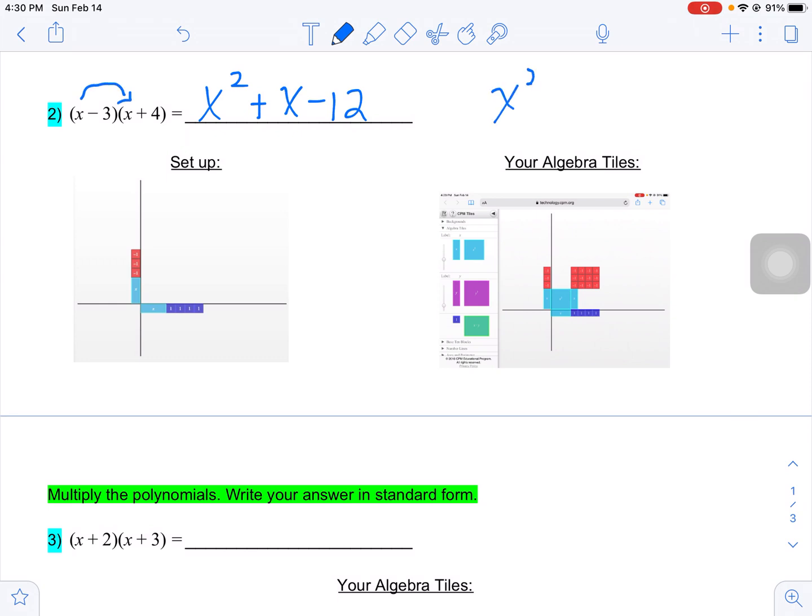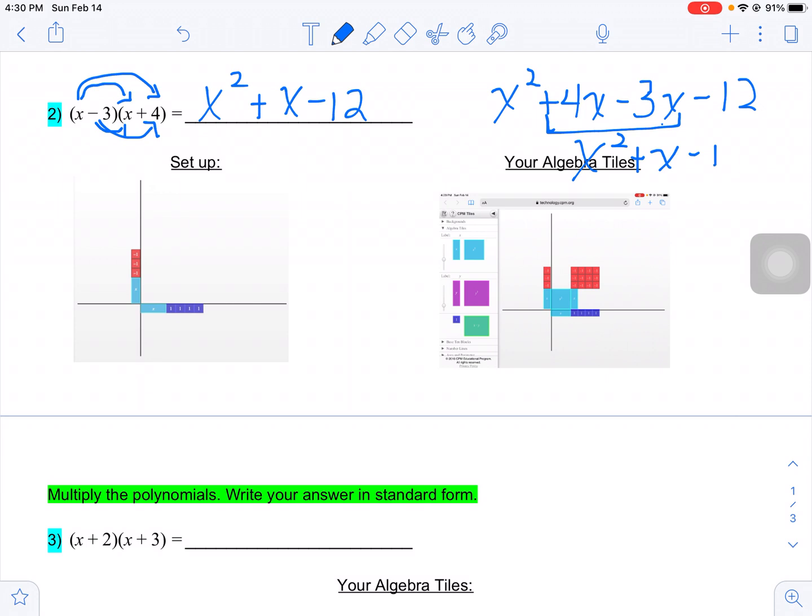And let's just take a look and see, is that what I get when I do it algebraically? I take x times x to give me x squared. X times 4 gives me plus 4x. Then I'm going to take the negative 3 times x, which gives me negative 3x. And the negative 3 times 4, which gives me a negative 12. And then these two terms here are like terms, so I can combine those, and I do get x squared plus 4 and negative 3 give me a positive 1x, and then minus 12. So I have x squared plus x minus 12, so it works out.